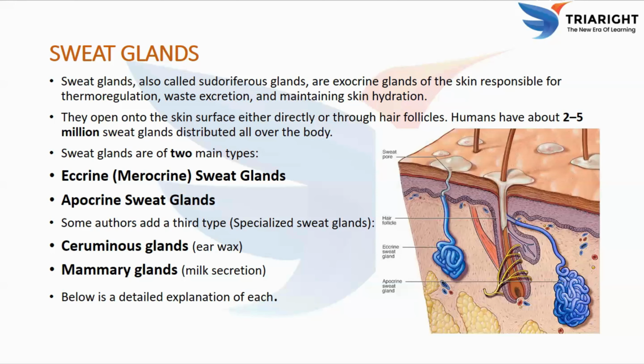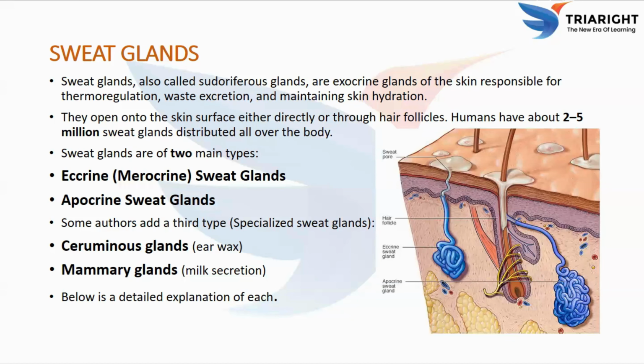So there are two main types of sweat glands. Eccrine glands, also called merocrine sweat glands, and the second one is apocrine sweat glands. So what are eccrine glands? These are the most numerous type. These are found mainly in the palms, soles, forehead, chest and back. They open directly on the surface of the skin. They secrete the watery hypotonic sweat, which is 99% water plus salts.